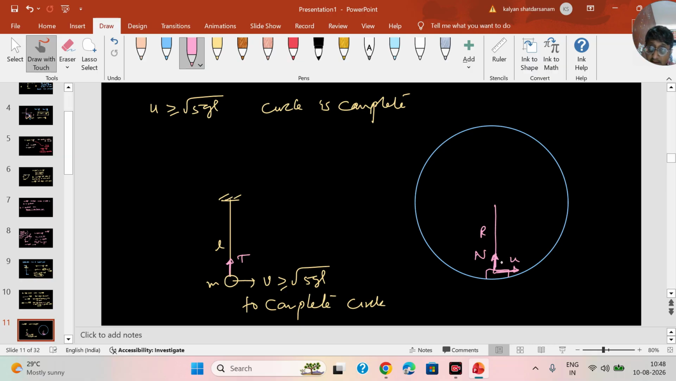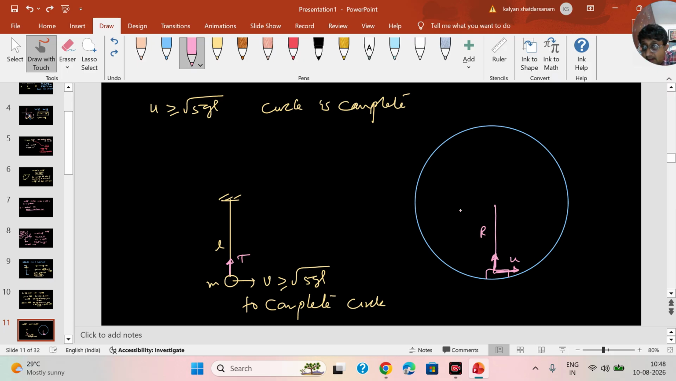So either way, this force is towards the center. If u is less than root 2gr, the block will stop somewhere in the fourth quadrant and come back. If u equals root 2gr, the block stops at the boundary of first and fourth and comes back. If u is greater than root 2gr but less than root 5gr, the block loses normal and comes in a parabolic path, falls like this. If u is greater than or equal to root 5gr, the circle is complete.